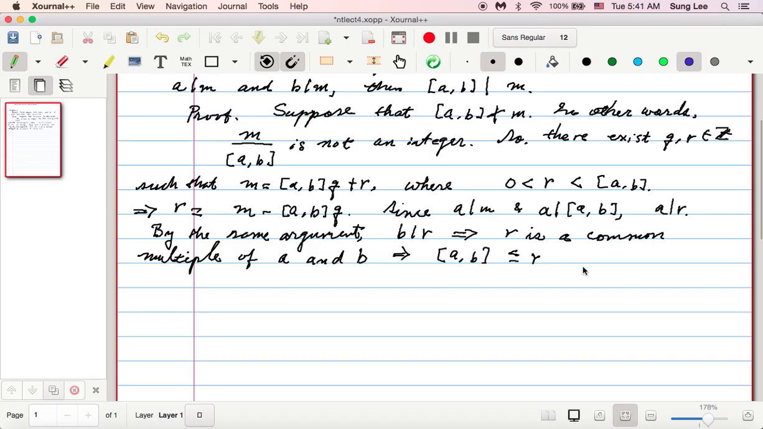I'm going to use red color. How about that? This is a symbol I'm using for a contradiction. But this is the first time I'm using it, so I'm going to write it down. A contradiction. That's a contradiction.